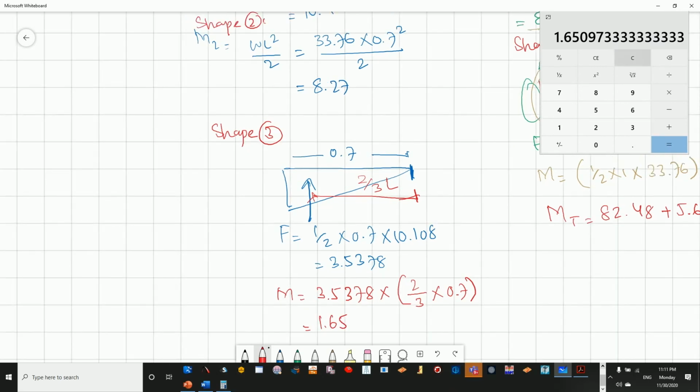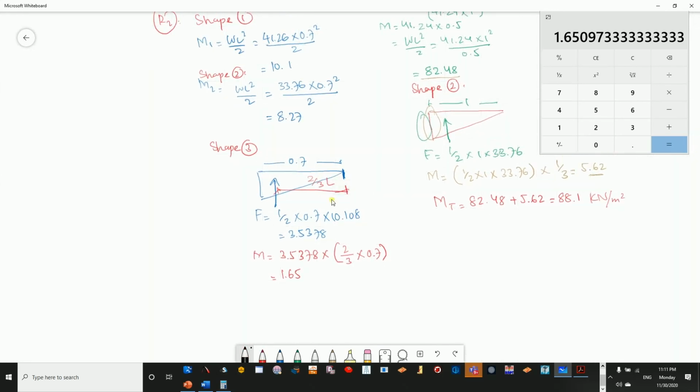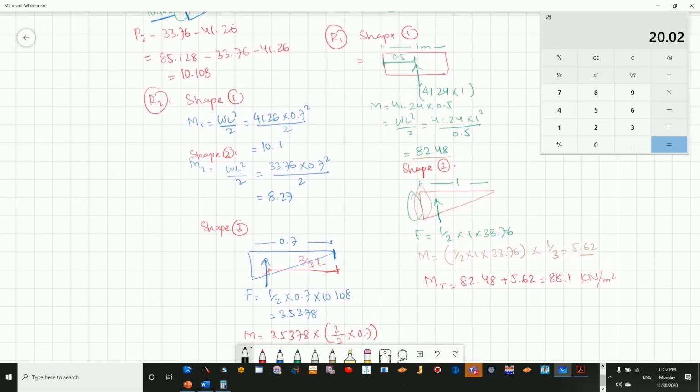Now if we keep on adding moment 1, moment 2, and moment 3 for region 2, so M total is going to be 10.1 plus 8.27 plus 1.65, and this is going to give me around 20.02 in kilonewton per meter square.